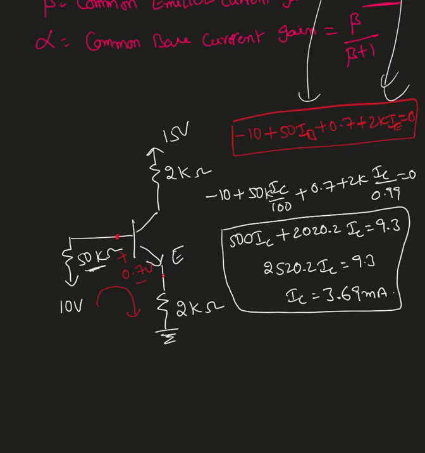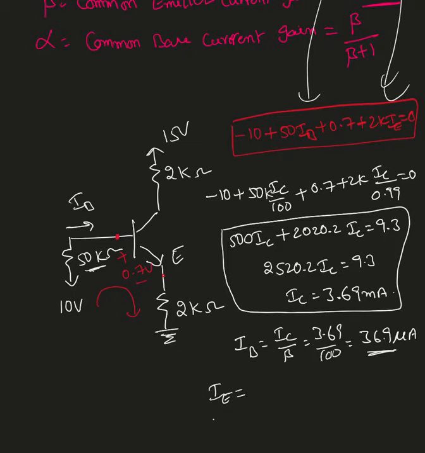Since I know the beta value, IB equal to IC over beta, which is 3.69 milli divided by 100. That will give us 36.9 microampere. As I mentioned, IB is very small compared to IC and IE, and here is my IB. Now I can find IE equal to IB plus IC, or you can use the alpha value and find IE. So I found IE equal to 3.727 milliampere.